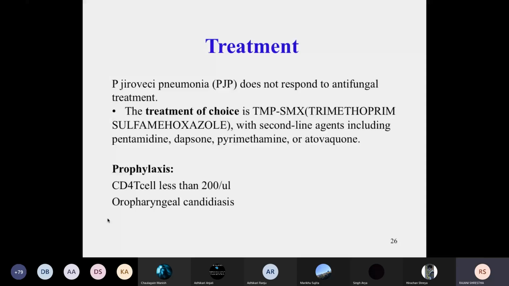And prophylaxis is usually given in cases where the patient is immunocompromised. So in those patients, you can start with trimethoprim-sulfamethoxazole if the CD4 T cell count is less than 200. If the patient is HIV positive, in those cases you can start with prophylactic treatment, and also in cases of oropharyngeal candidiasis.